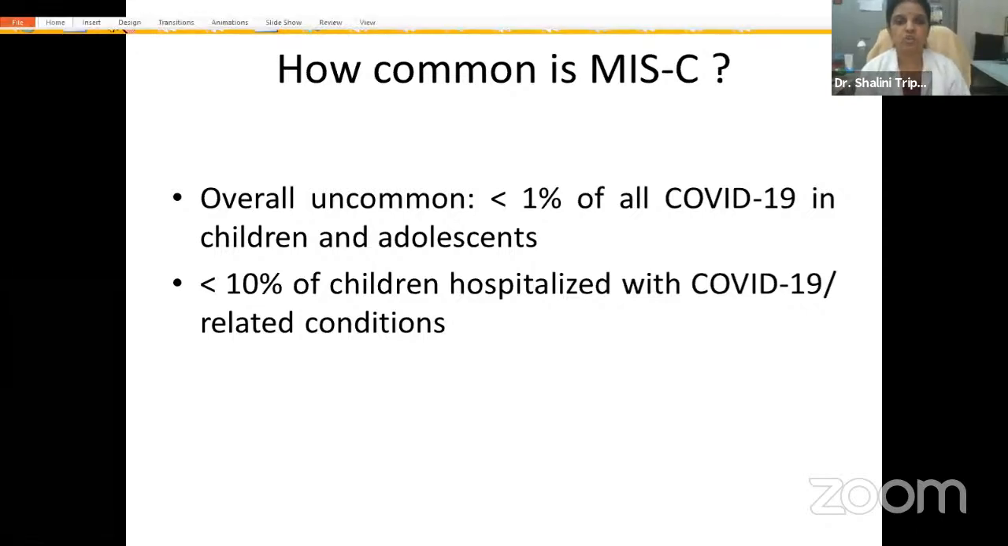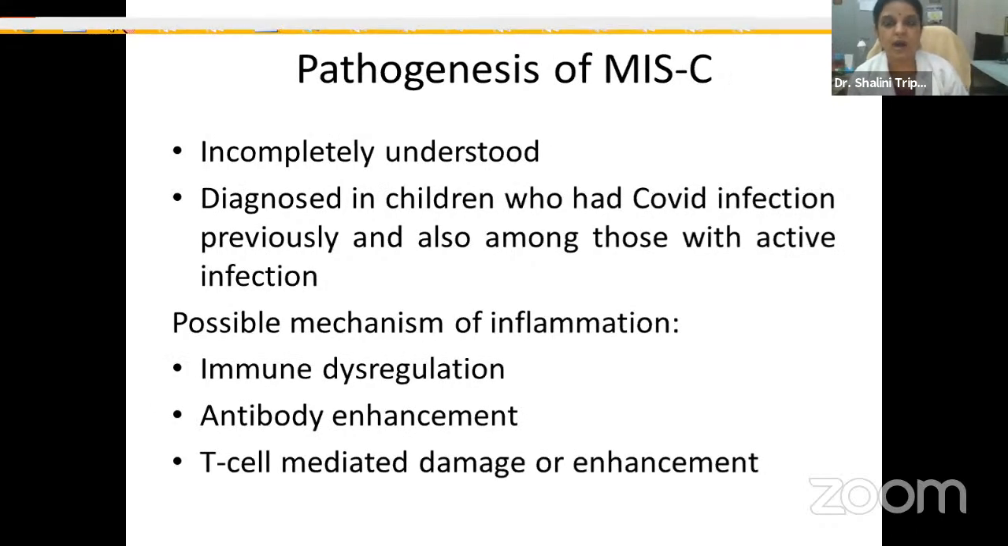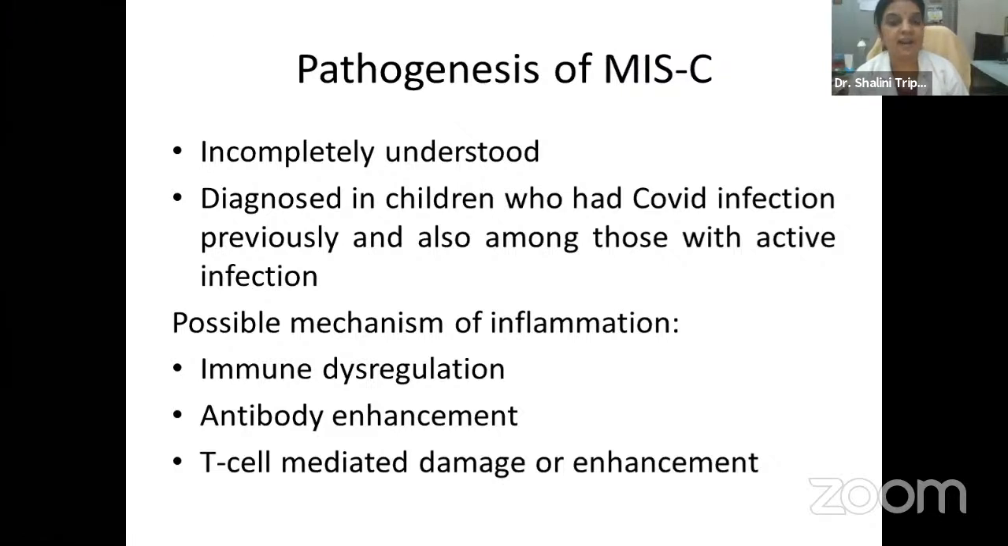And the proportion of hospitalized patients, if we see, around less than 10% of the children who are hospitalized with COVID-19, they can have multi-system inflammatory syndrome. So how does this happen? What is the pathogenesis of MIS-C? The pathogenesis of this condition is incompletely understood.